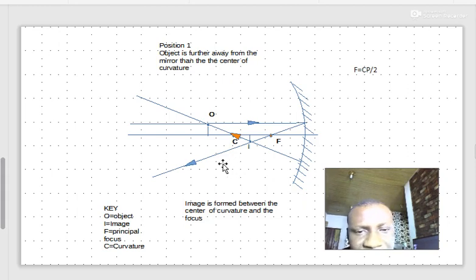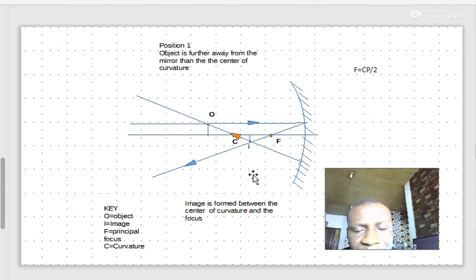Another thing you should note is that the object and the image are on the same side of the mirror, that means on the reflecting side. This is the back of the mirror, and this is the front of the mirror. So the image formed and the object are on the same side of the mirror. The image is formed between the center of curvature and the focus, and the image is a real image.